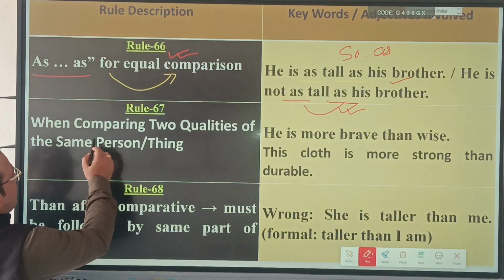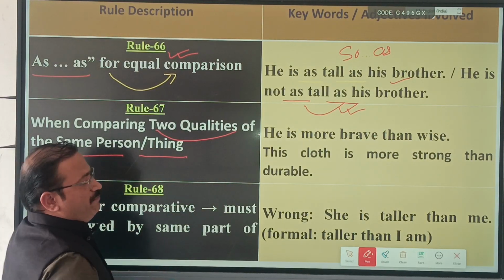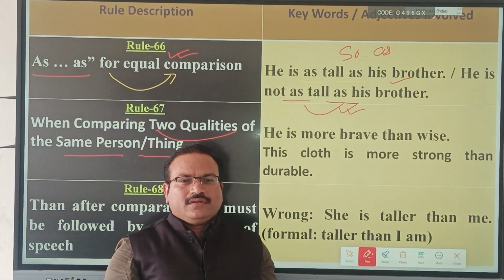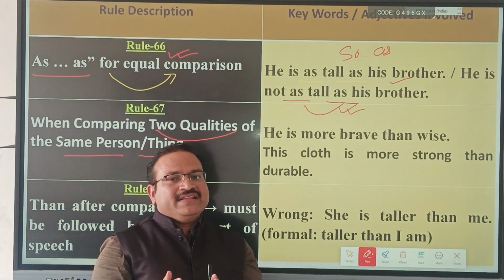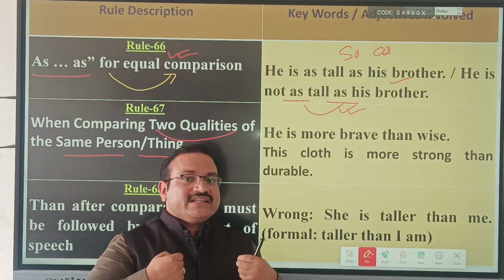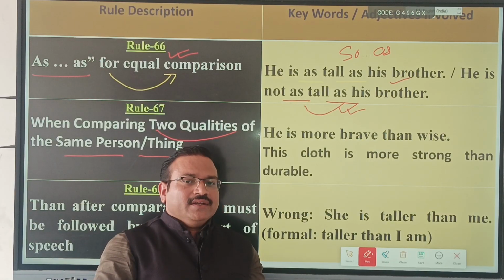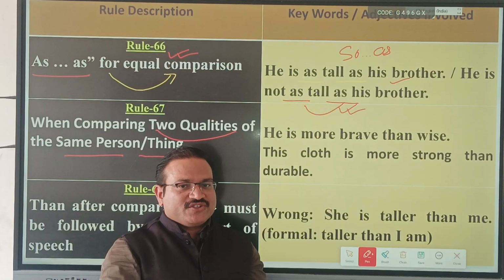Next, when comparing two qualities of the same person or thing, very important. Generally, one is compared with the other. But when the comparison is being made within the same person or thing, then the rule changes.